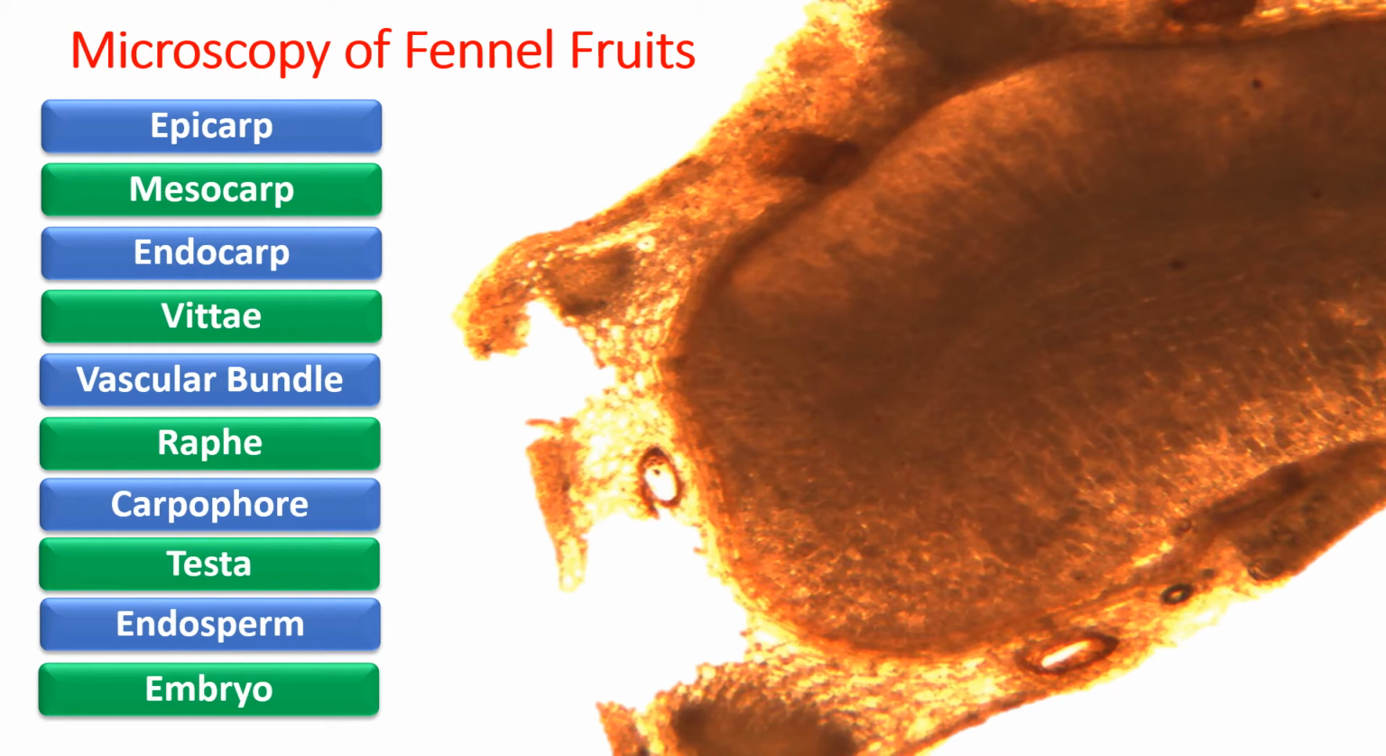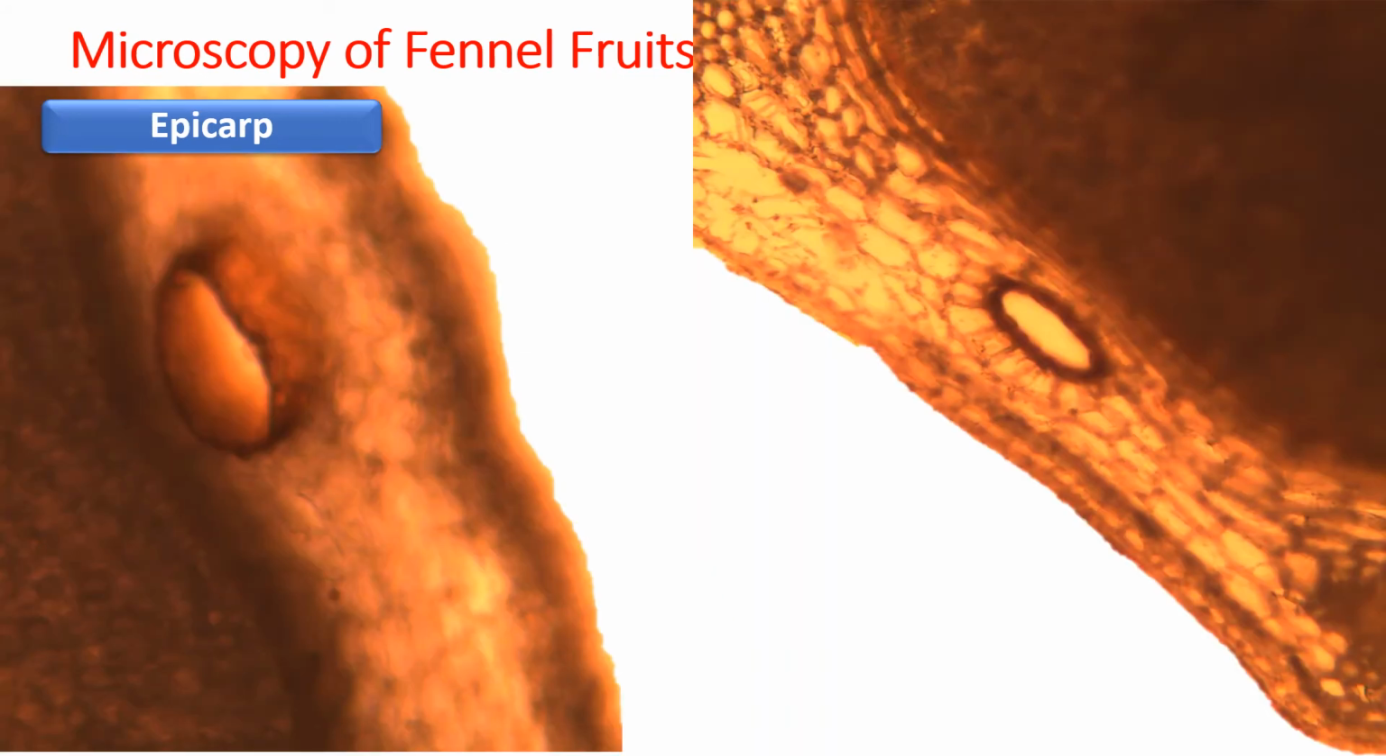The various different layers are there. We will have a look at each and every layer of the TS. Suppose this is the epicarp, the outermost layer. Now you will notice here that the outermost single layer is the epicarp, and upon staining with Sudan red, it gives this kind of color. This is light red, or you can say pink in color.